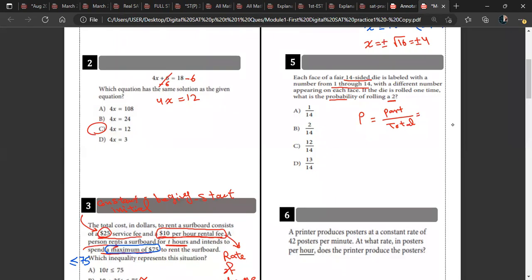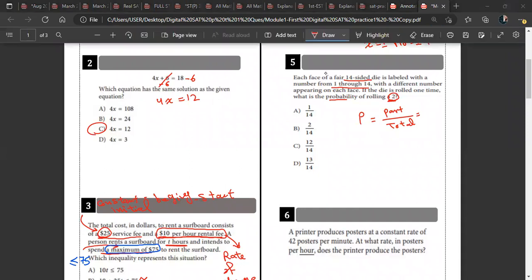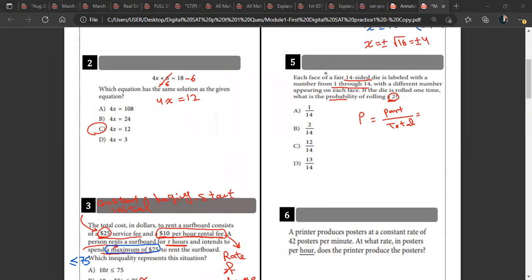So if you throw the die, how many times will 2 appear? Twice? How twice? Wait, how many 2s do you have on the sides of the die, from 1 to 14? Just one. You have only one here. And the outcomes, all of them, are 14. So the answer will be A.